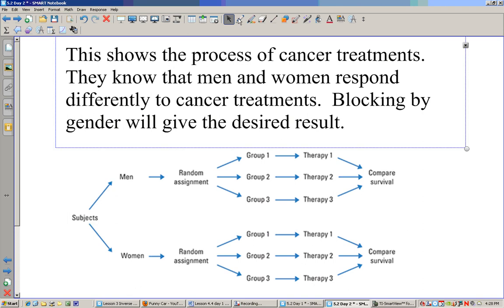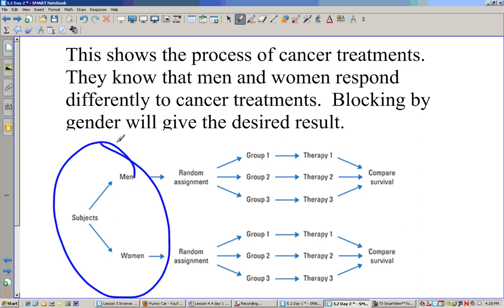Now the blocking in this takes place right here. This is the blocking. We divide them into groups before we do the random assignment. Now some blocks, after they're done, will want to compare at the end to see what worked for men and what didn't work for women.